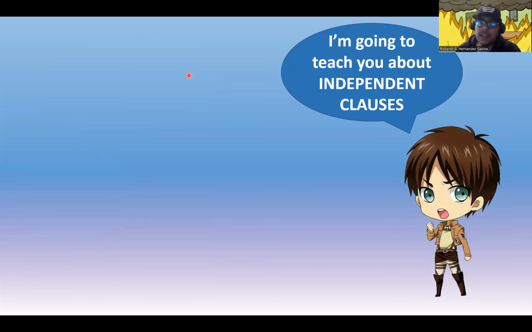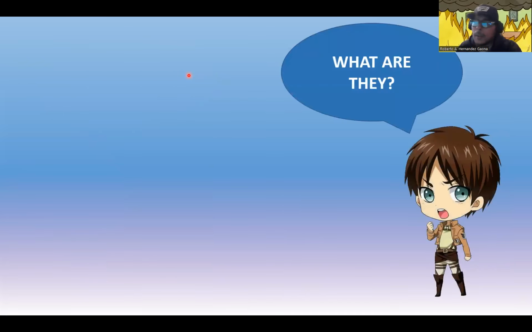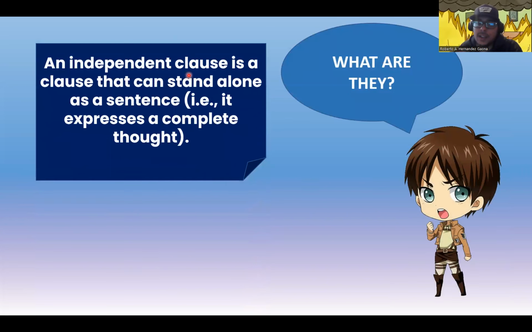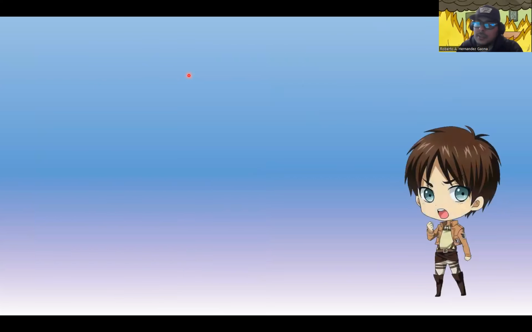Now, we kind of already got a glimpse of them by adding some of them to the dependent clauses and making a complete idea, right? So, what is an independent clause? It's basically a sentence or a clause that can stand on its own. It is a complete thought, like the ones that I made in the other one. And we always have to remember that a clause has a subject and a verb. So subject and predicate.